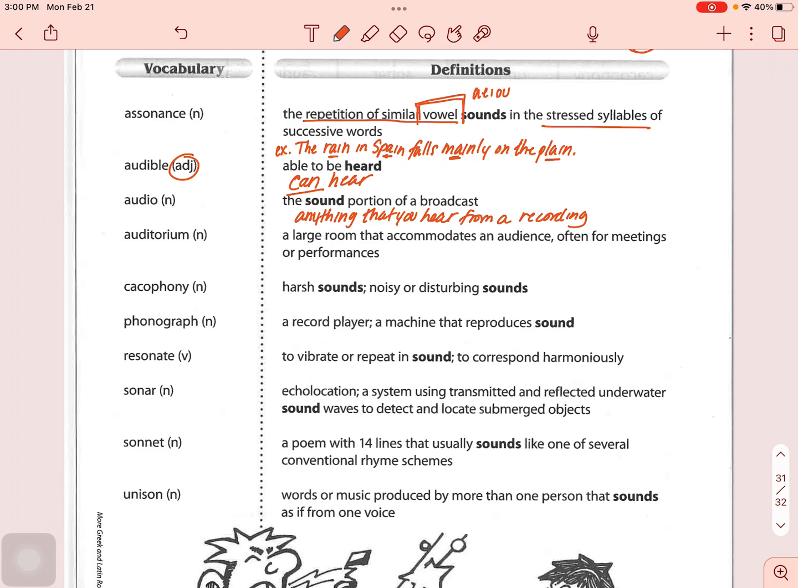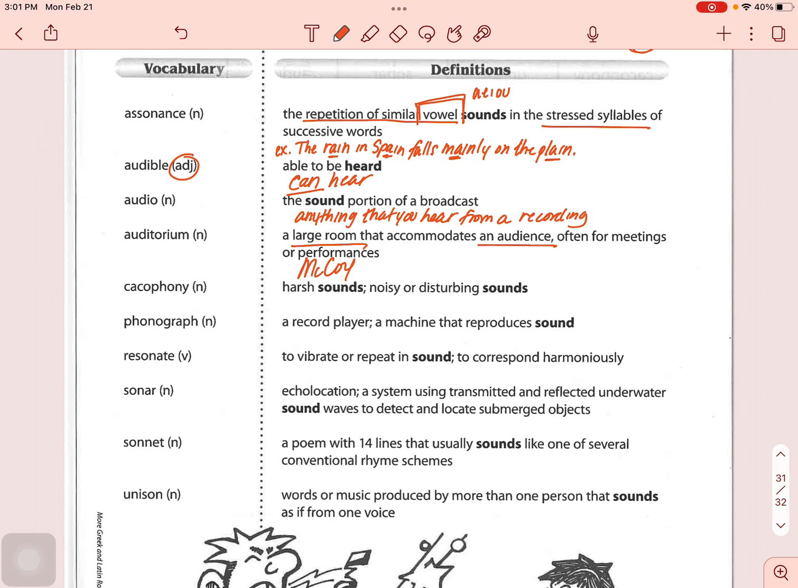Next one is auditorium. An auditorium is kind of like the McCoy. It's going to be a large room that accommodates an audience, often for meetings or performances. So a large room for an audience. I'm going to put the McCoy down there as an example.